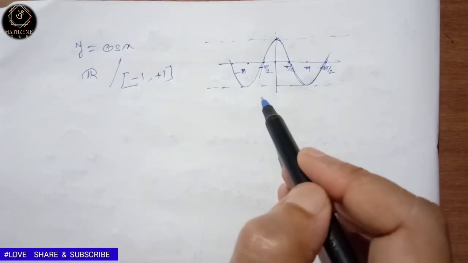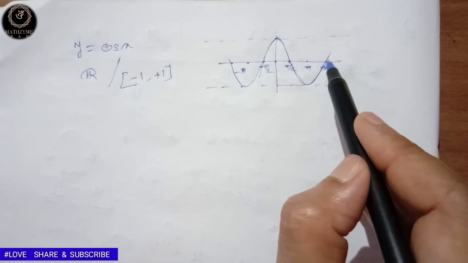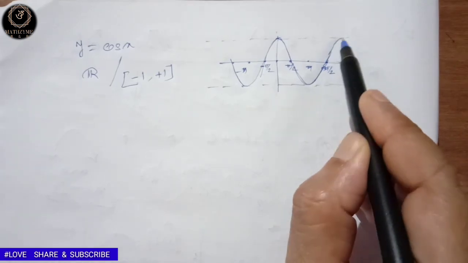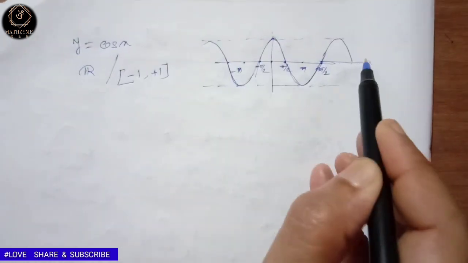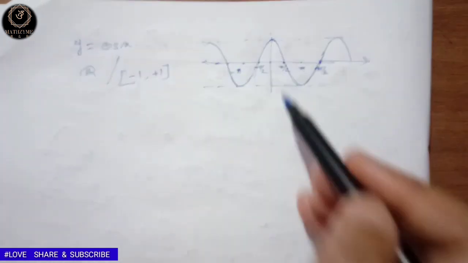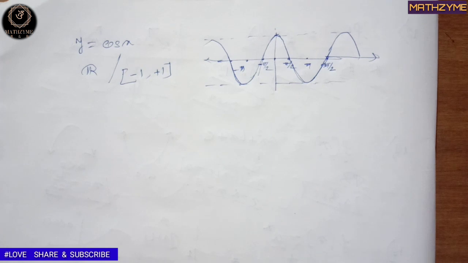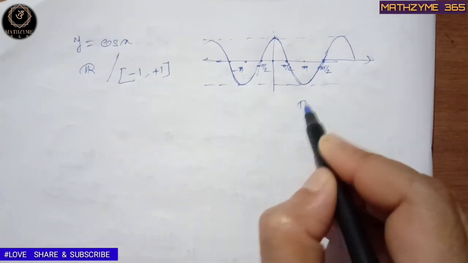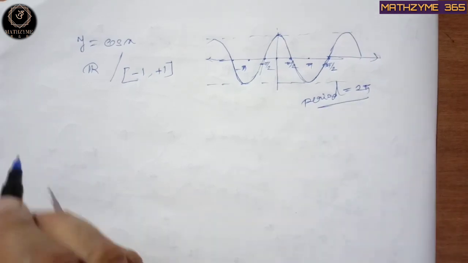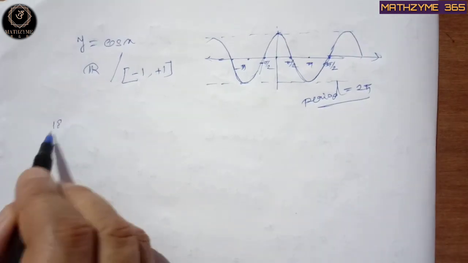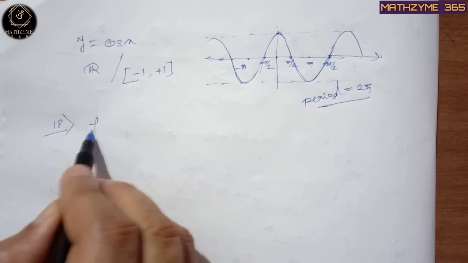Okay, this is a cosine graph. This is cosine graph of period 2 pi. Now, tangent graph.